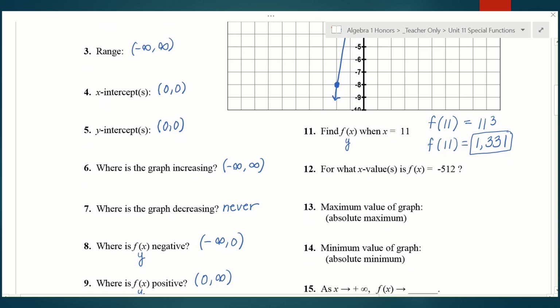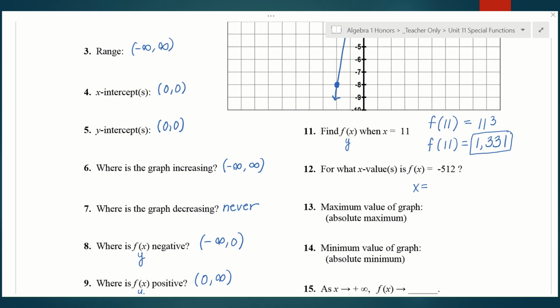Okay, for what x values is f of x equal to negative 512? So they are asking us to figure out, given that y is negative 512, what is x? My recommendation would be to look at the table you have pulled up on your calculator and look for where you see y being negative 512. We're looking for what x value that is.